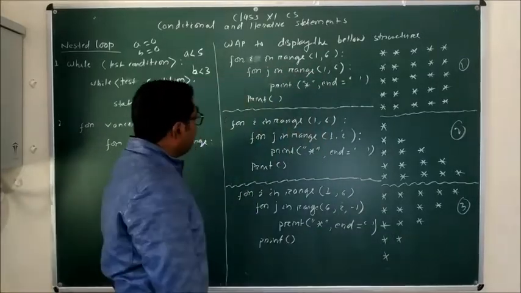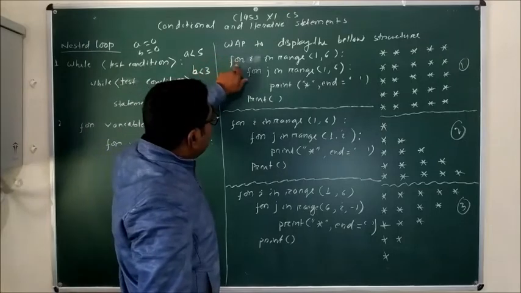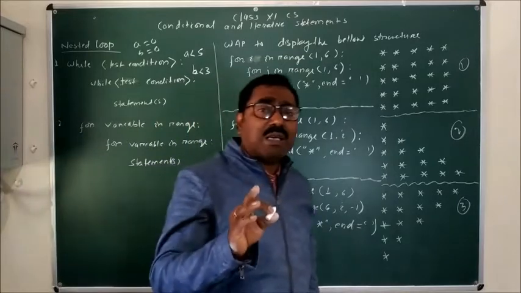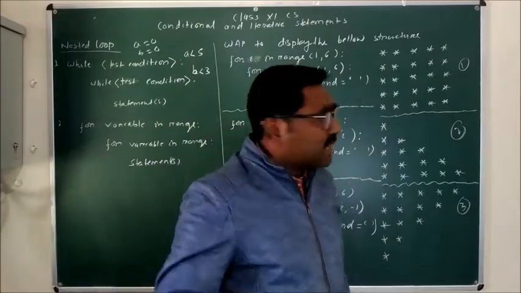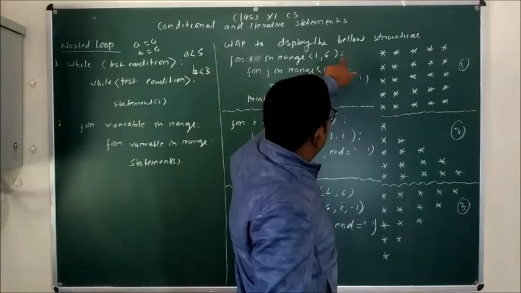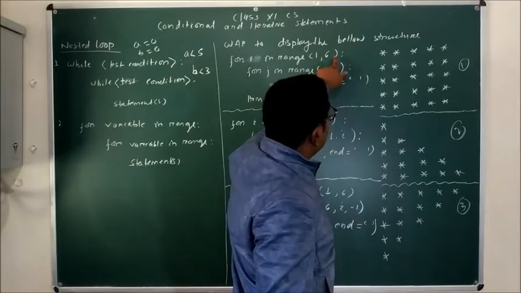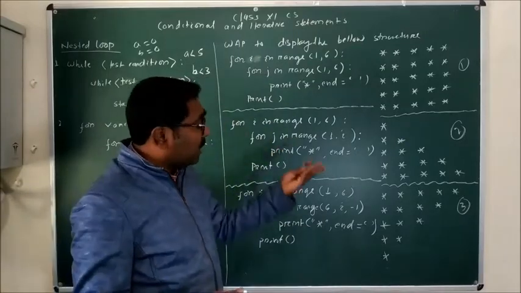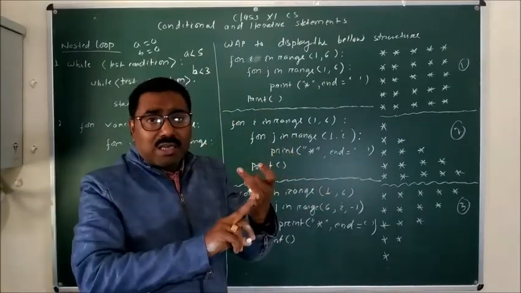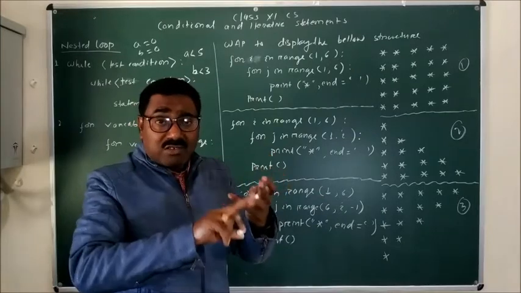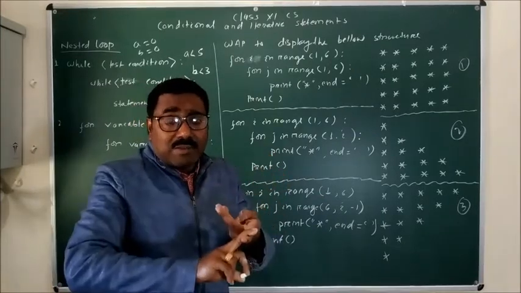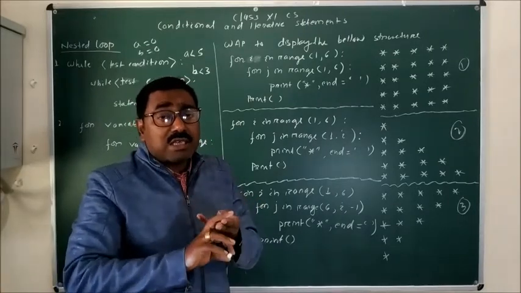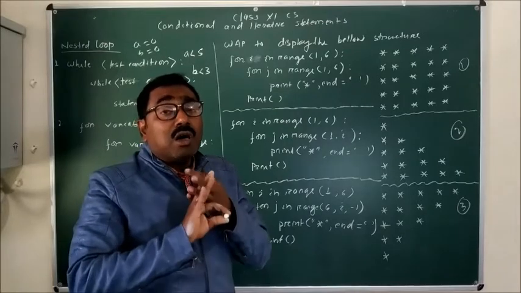Now look at the program. First I have written for i in range(1, 6). That means the initial value of i is 1 and it will travel up to 6. There is no increment statement, so by default it is increased by 1. So the value of i will start with 1, then 2, then 3, then 4, then 5. Because 6 is the condition, less than 6 has to be traveled, so it will travel up to 5.